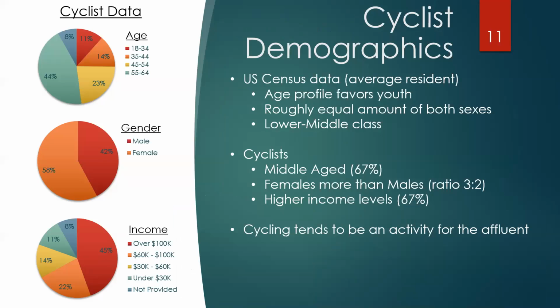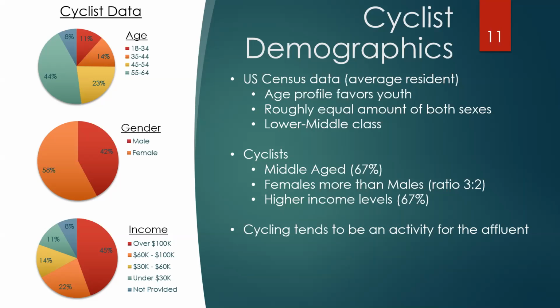The US Census Bureau actually looked at Winston-Salem too, and what they found is that the average citizen is younger, about in their 20s, with an equal ratio of males to females, and when it came to income, the average citizen was lower middle class.